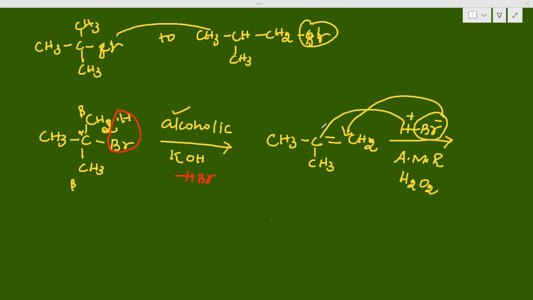The hydrogen we add here, and we get the product CH3, CH, CH3, and this is converted into CH2Br. So what is our final product? This is 2-methyl-1-bromopropane, or the isobutyl bromide, right? So this is the easiest way of converting tertiary butyl bromide into isobutyl bromide. And next conversion.